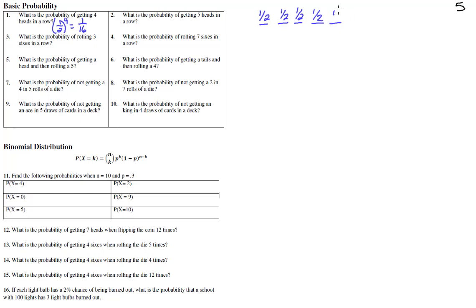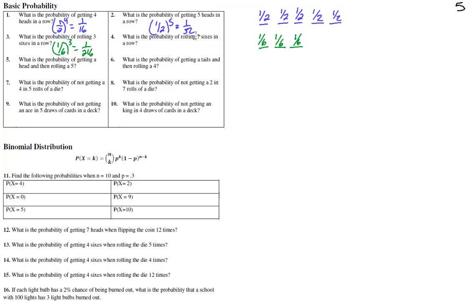Well, that would just be one more of these. So that's 1/2 to the fifth power, which is 1/32. What is the probability of rolling 3 6s in a row? Now on this one it's a little bit different because we don't have a probability of 1/2 of a 6. So that's 1/6 of a chance here, 1/6 of a chance there, and 1/6 of a chance there. So this is 1/6 to the third power, or 1 over 216.